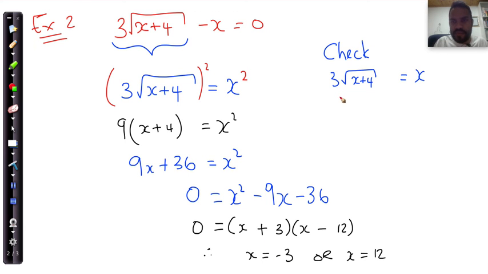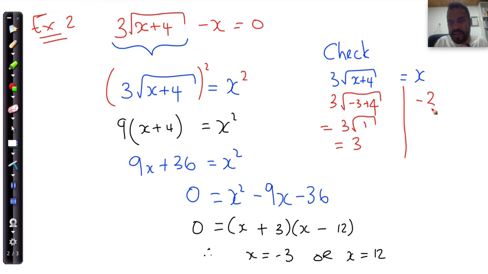If I put in negative 3, I'm just going to draw a line down there. I'm going to put in 3 into negative 3 plus 4, and that's going to give me 3 multiplied by square root of 1, which is just 3. Then I'm going to put in the negative 3 on this side into the x, and that just gives me negative 3. So here you can clearly see I've got 3 is equal to negative 3, and that tells me that the negative 3 is not valid as a solution.